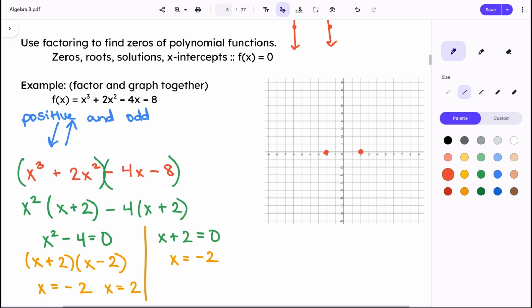The only thing I might do is go to my table now and see if there's maybe any other points that would be easy for me to graph. If not, then I'm going to try to just graph it with what I've got. But I'm going to type this in. So x to the third plus 2x squared minus 4x minus 8.